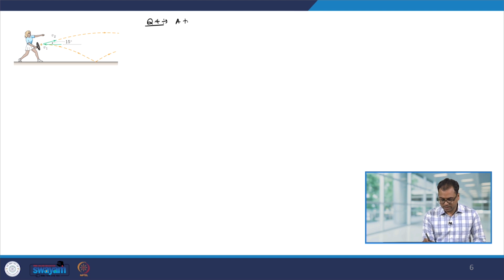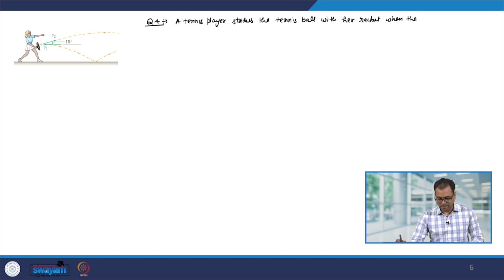Now, let us look at another problem on the same concept. A tennis player strikes the tennis ball with her racket when the ball is at the uppermost point.